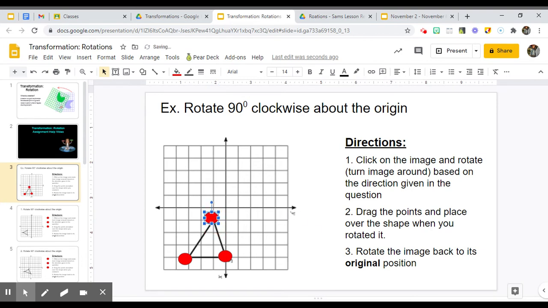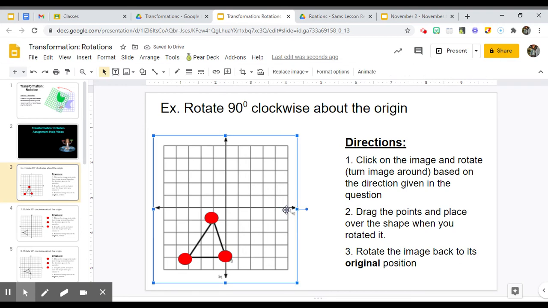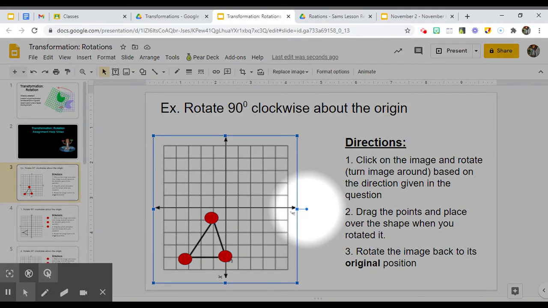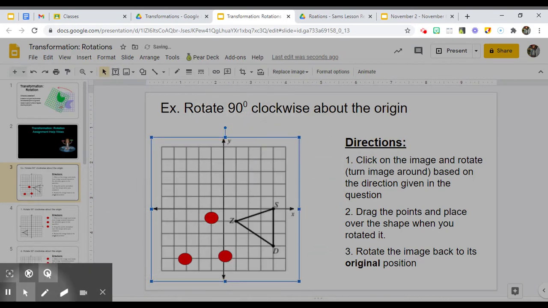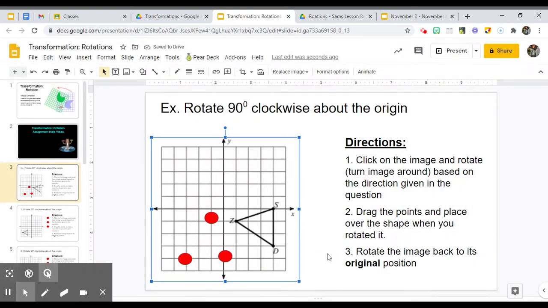So now it says rotate the image back to its original place. So you're going to click on the image. I'm going to use the focus mouse. We're going to click on the circle. We're going to rotate the image back around to where we see 0 degrees. And you will see the complete rotation that was given.